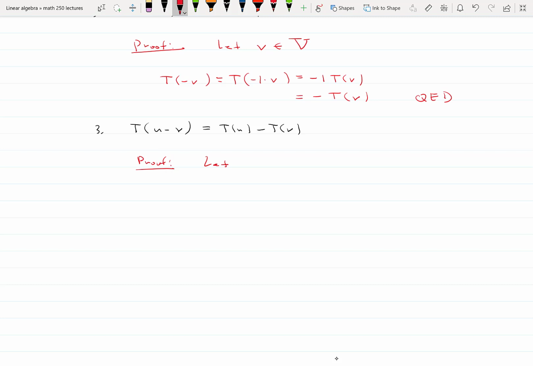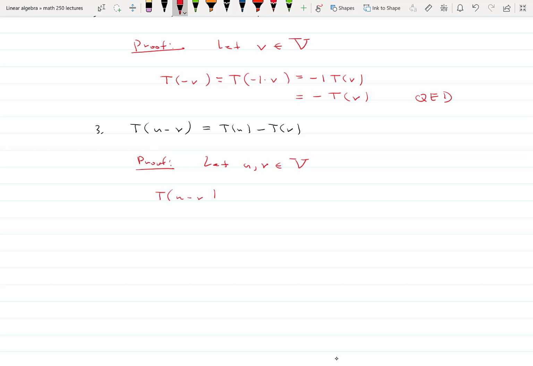So proof. Pick 2 things out of V. How can I pick 2 things out of V? I'm only guaranteed that there's at least one thing in there, the zero vector. Well, if there's only one thing in there, then they're both equal to that zero vector. Okay, so pick two things out of the vector space. Okay, and let's prove it.